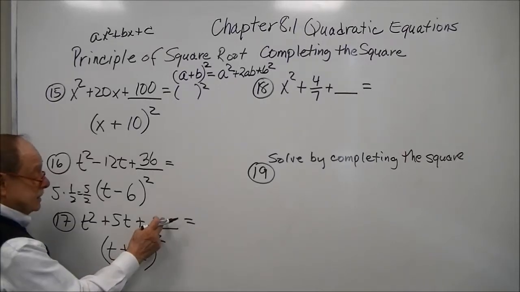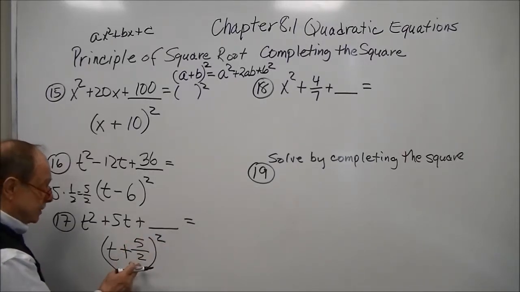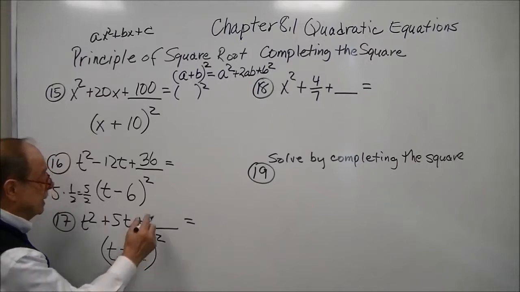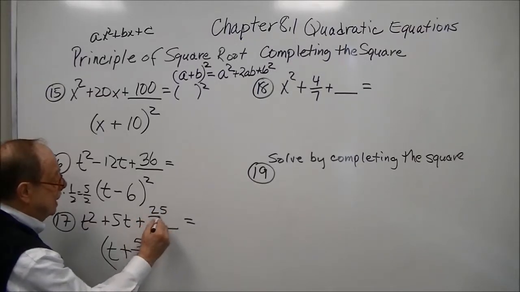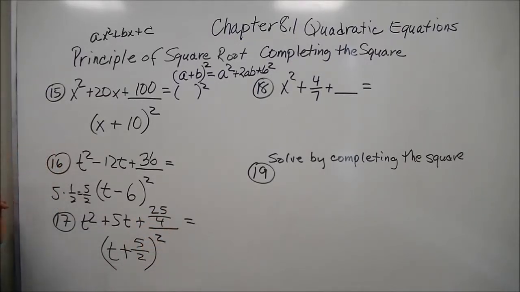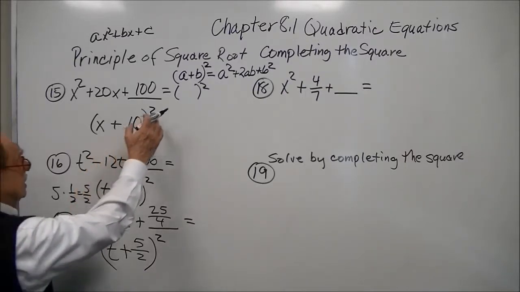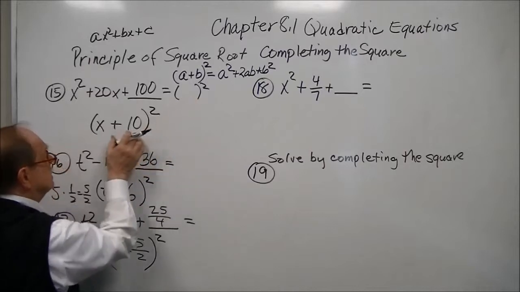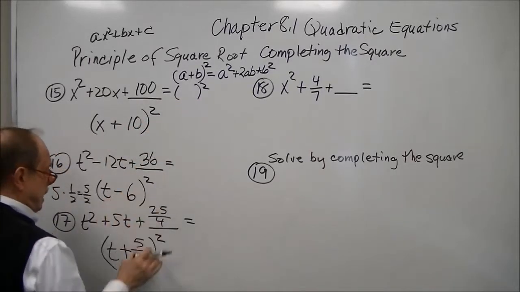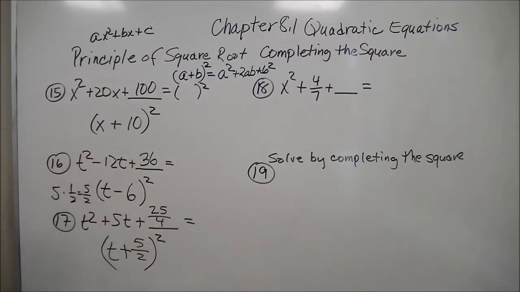Now, how do we get our C term? By squaring this. So this becomes 25/4. Okay? Now the equal sign is to put this over there. I just put it here. This is the technique.